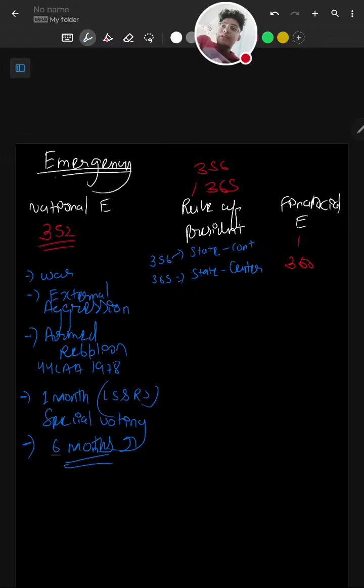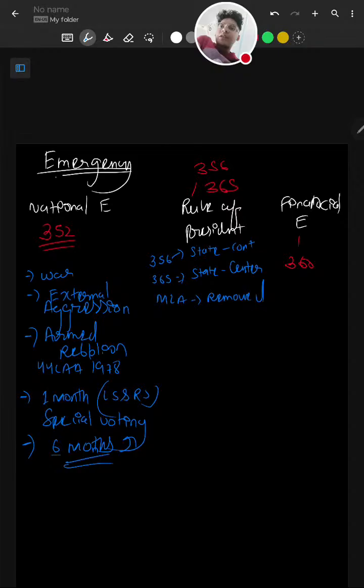And when it is applied, the members of the state legislative assembly, when the state is not following the constitution, they are the main people making the decisions for the state. So these guys are, first of all, removed when this emergency is applied.